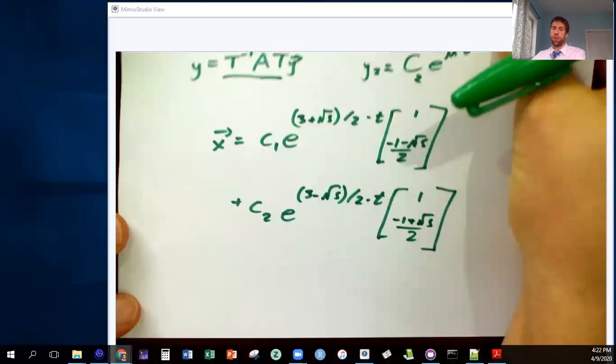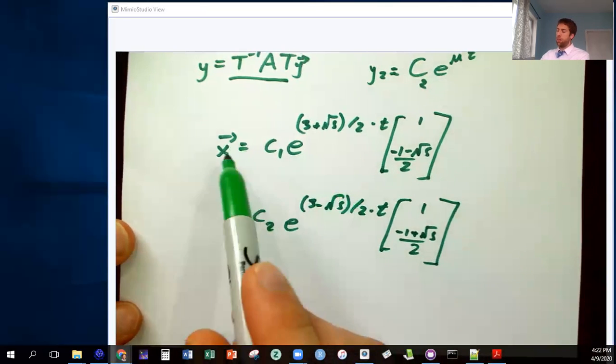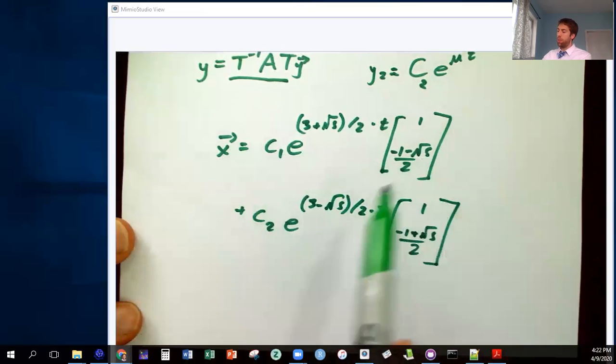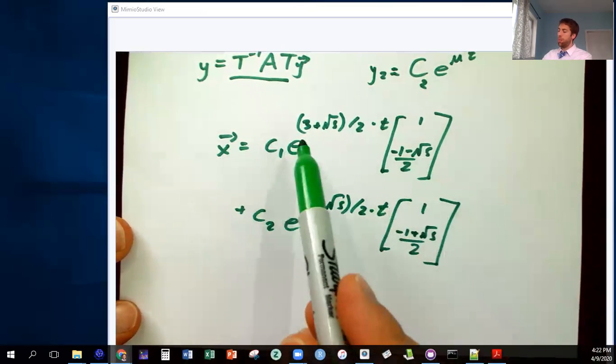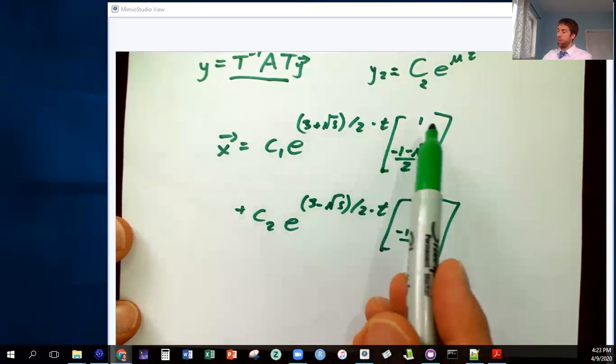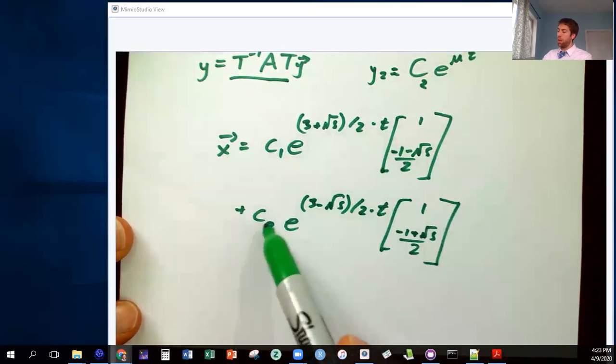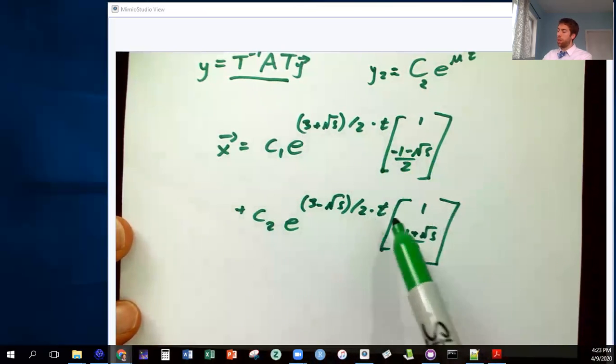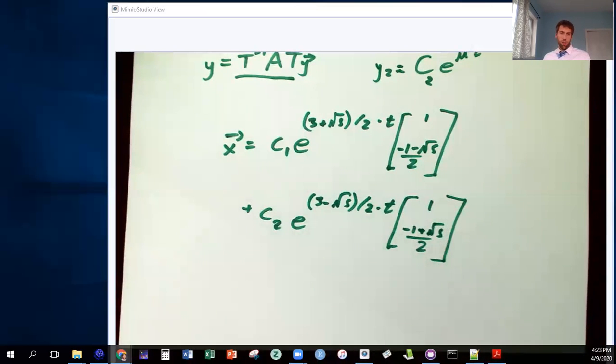Oh, you can't see that. Okay. So x, the general solution, is that plus that. So it's c1 times e to the eigenvalue times t times eigenvector plus unknown constant 2 times e to the eigenvalue times t times eigenvector. Okay? That completes our activity.